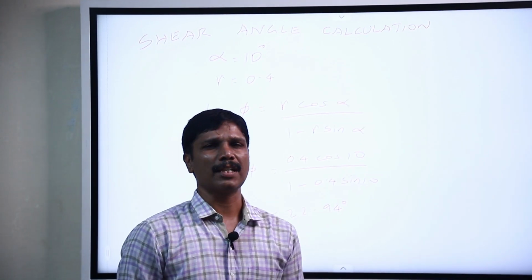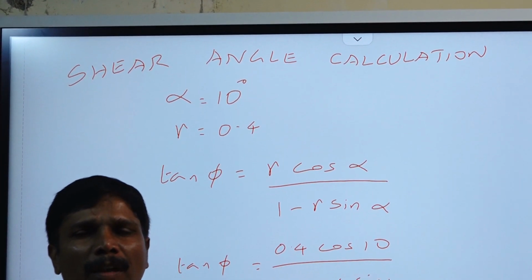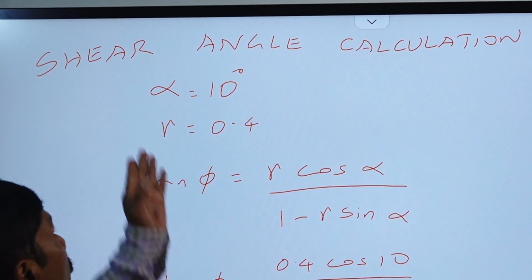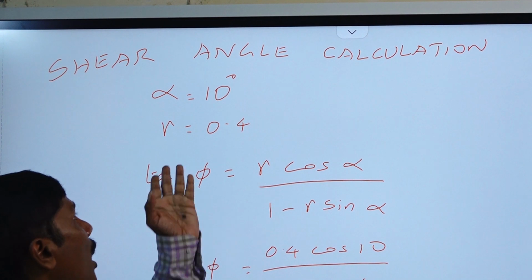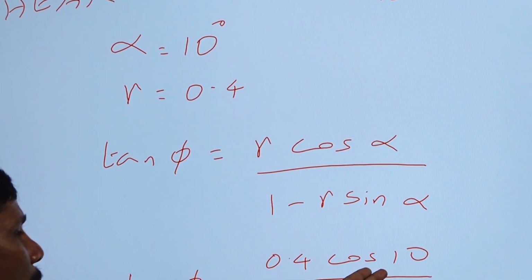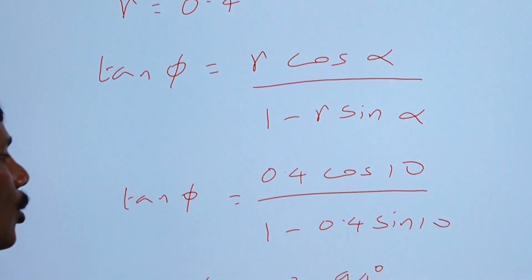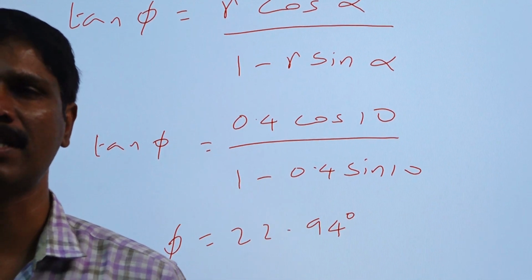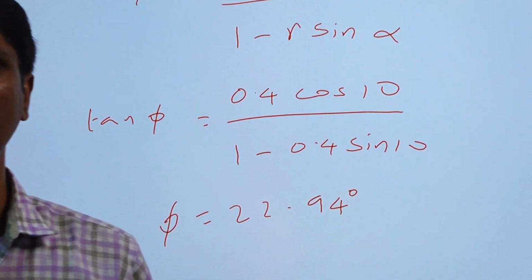Next, shear angle calculation. This is a famous problem which may be repeated in all competitive exams, be it GATE, IES or ISRO. Alpha value is given as 10 degree, r equals 0.4. When you substitute r equals 0.4 and alpha equals 10 degree, you get phi equal to 22.94 degree. This shear angle calculation is very significant from the examination point of view.